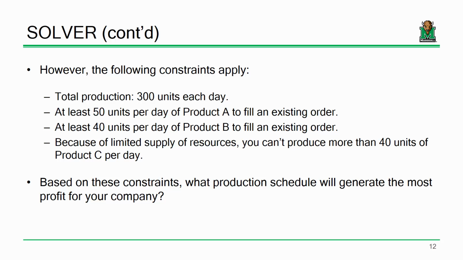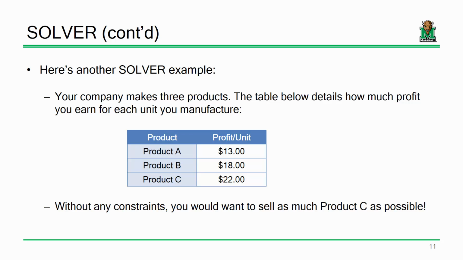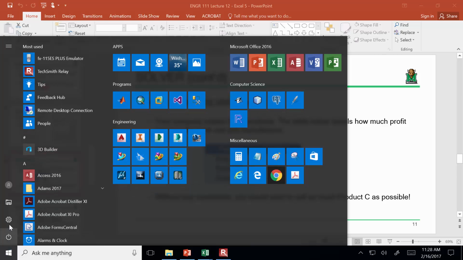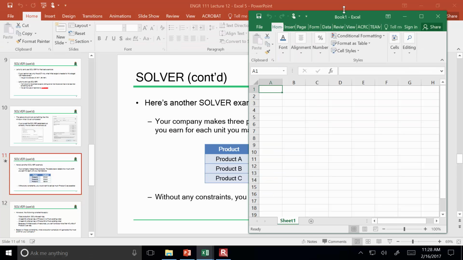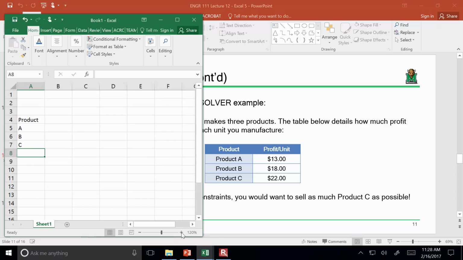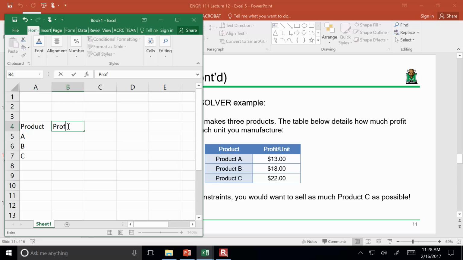So what we're going to do is we're going to find out, using Solver, what's the ideal number of things to make for each one of them. And so you can set up a new blank spreadsheet, and translate this table into the spreadsheet. So we've got a product, A, B, and C. And then this is the profit per unit, 13, 18, and 22.